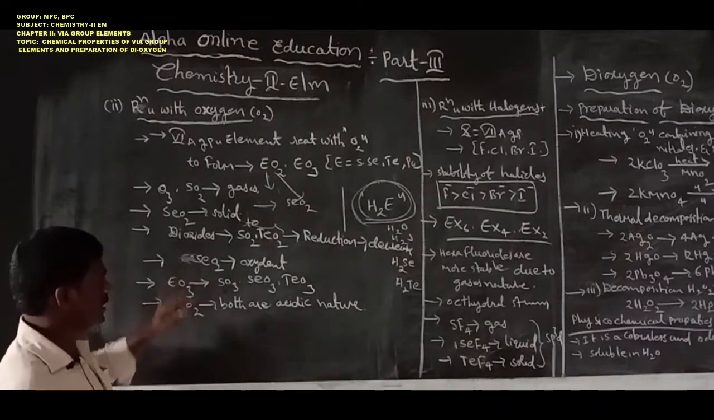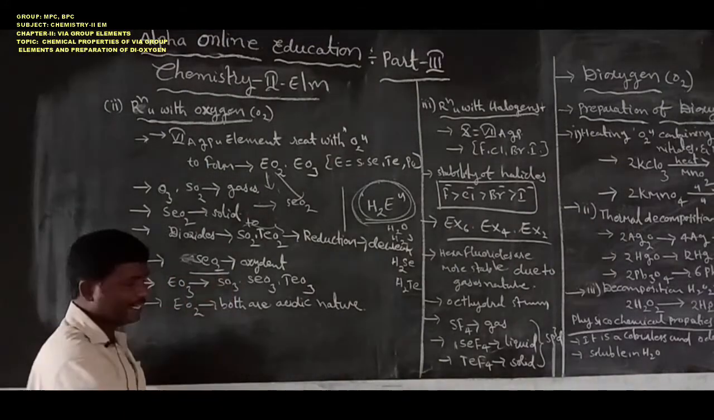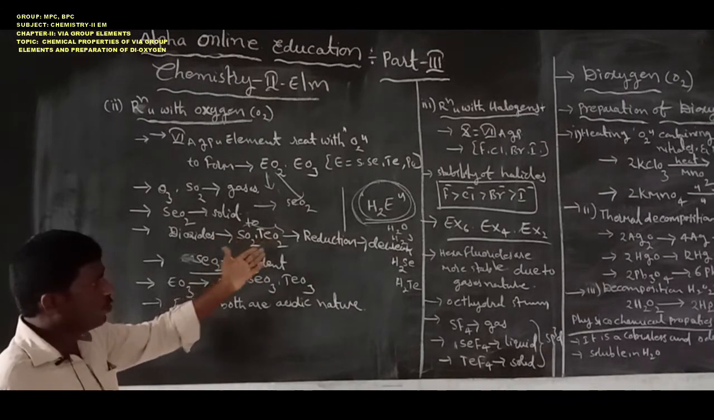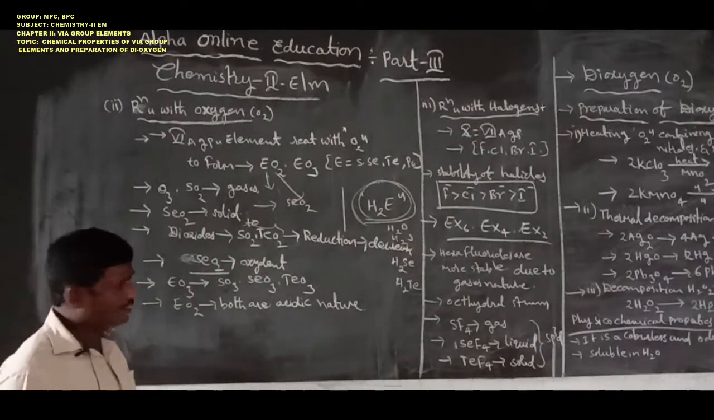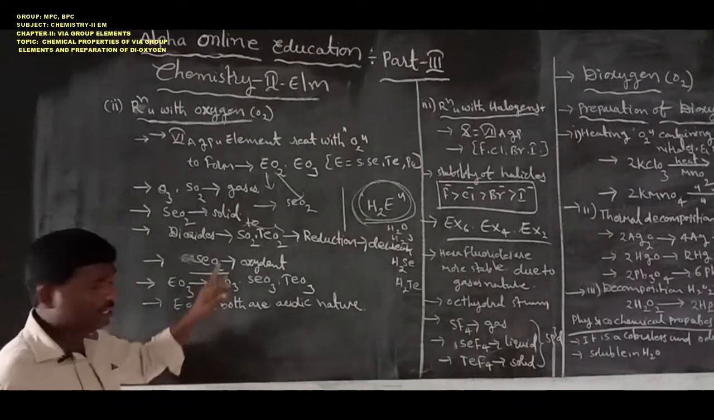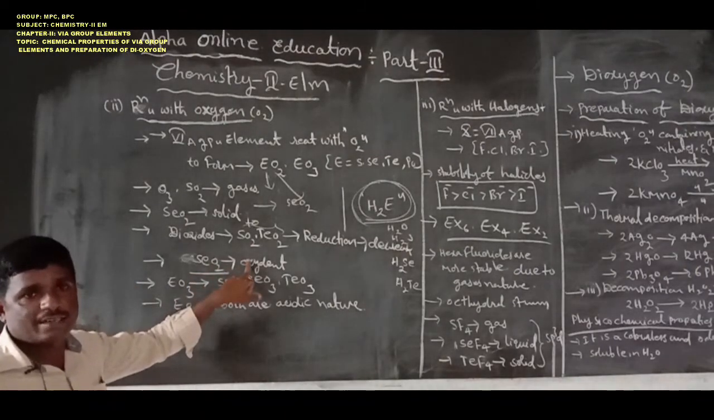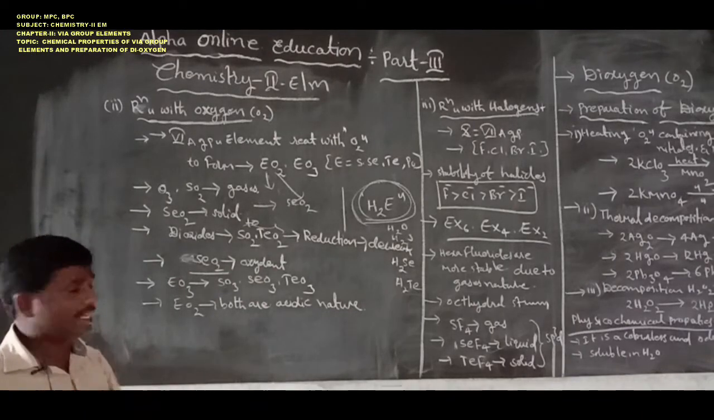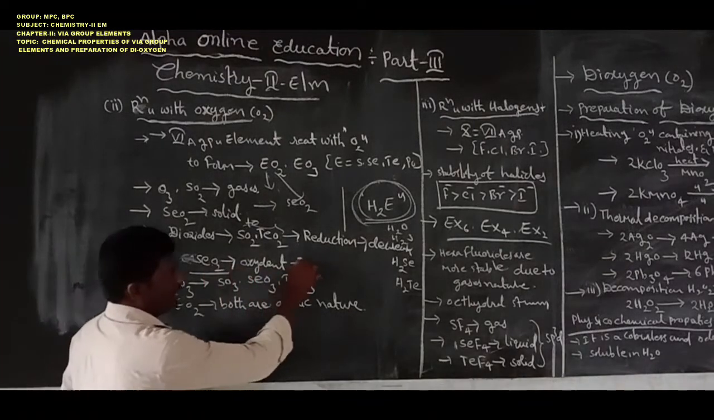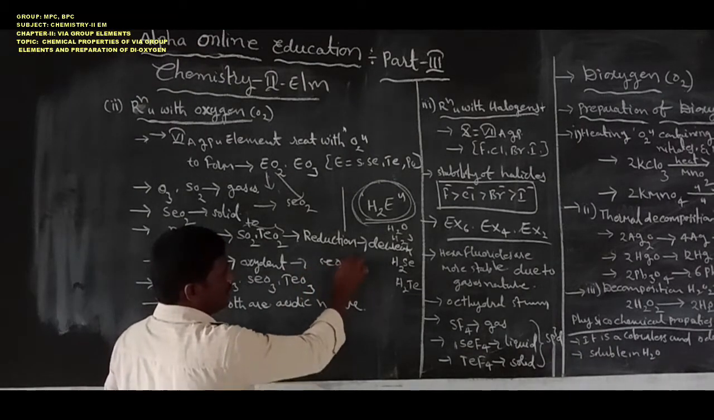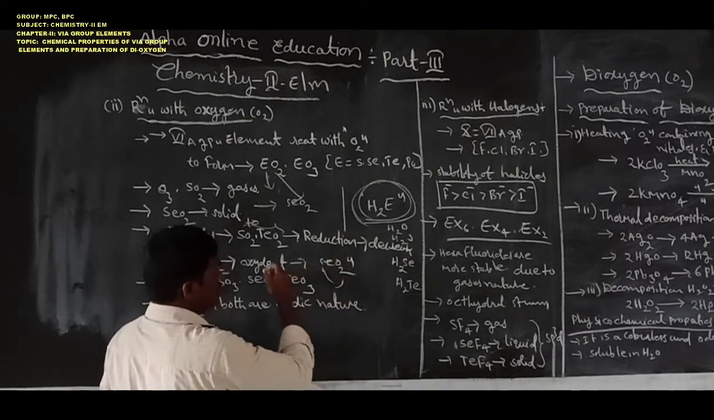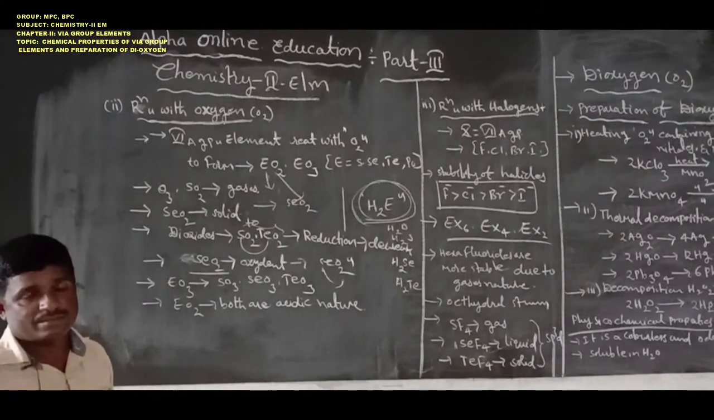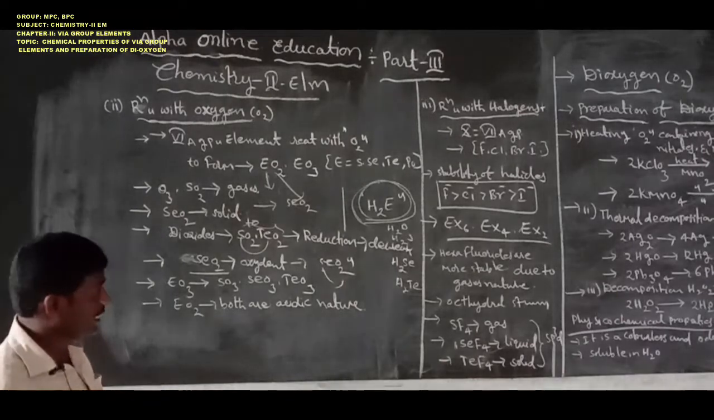Next, selenium dioxide is the oxidant. Sulfur dioxide and tellurium dioxide have reducing nature, but selenium dioxide is an oxidant. An oxidant means addition of oxygen or removal of hydrogen. So selenium dioxide is an oxidant, and the remaining sulfur dioxide and tellurium dioxide are reducing in nature.